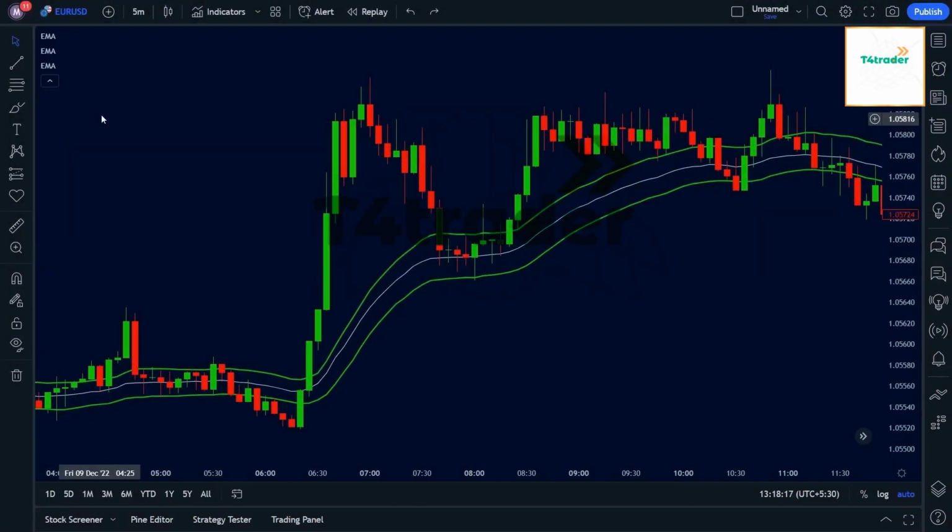Now I'm going to improve the accuracy of this indicator. If you want, you can use this indicator alone as well. You have already seen this amazing result. So for this we will add another new indicator.